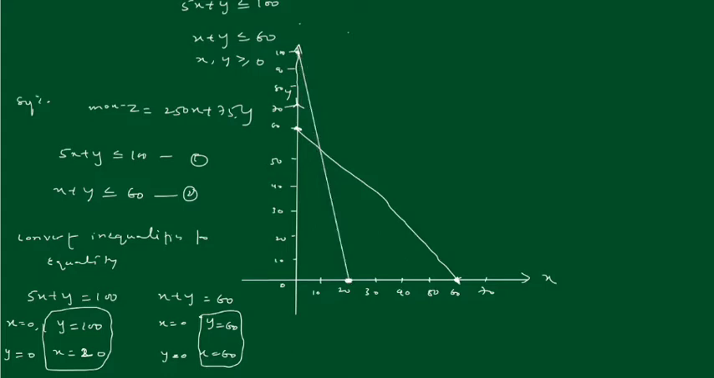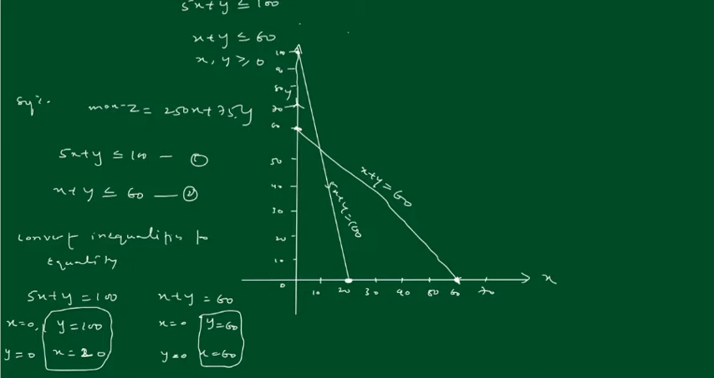So you have plotted connected X and Y values here. It is nothing but this line is X plus Y equals 60, and this one is 5x plus Y equals 100, right? So let us take the points here.